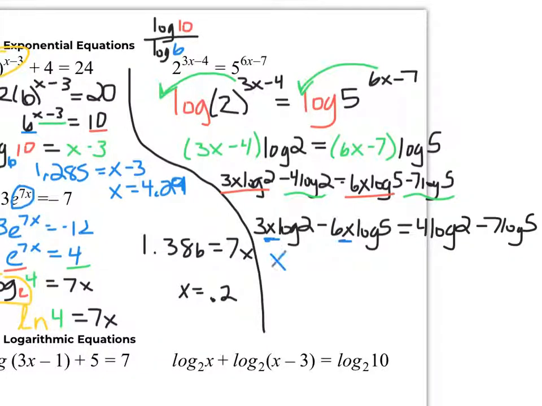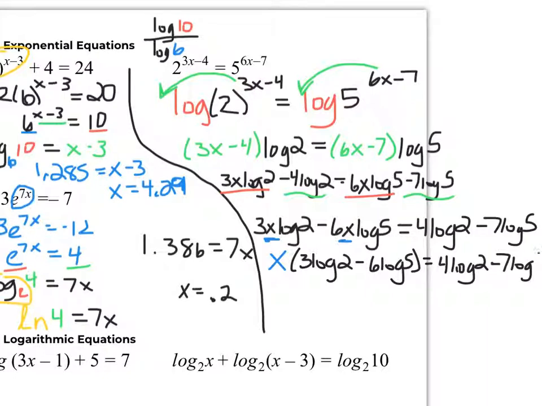The whole point of moving that over is now everything on the left has an x, so I can factor it out, which leaves me with 3 log 2 minus 6 log 5 equals all that junk. I guess I won't be lazy and just do what I normally do, but there we go. We'll write it out. Almost have enough room. Okay. And finally, we're going to divide by all that junk in the parentheses on both sides.